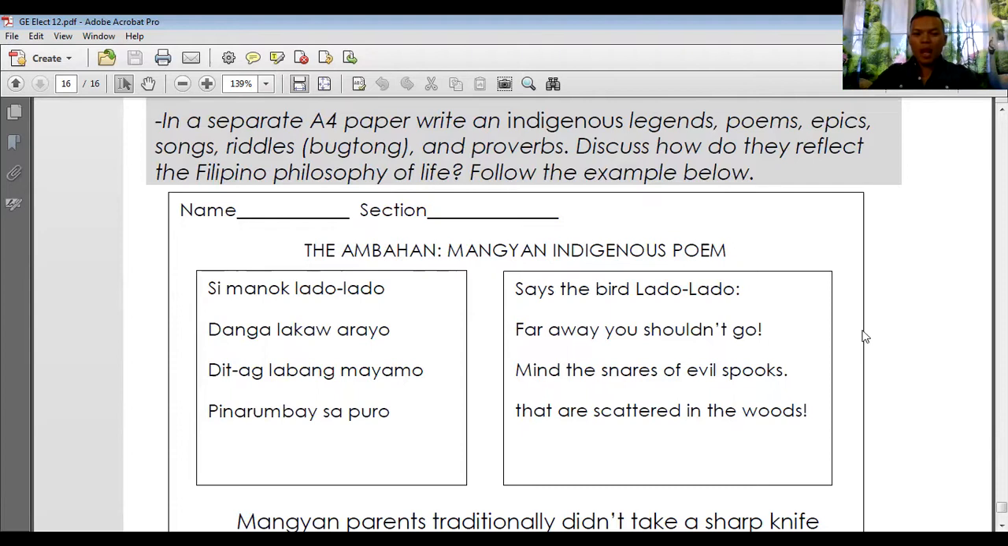Ihatag lang nato ang example ni siya. Ang ambahan is a compilation of Mangyan indigenous poem. So, mao ni siya, no? Poem sa Mangyan.